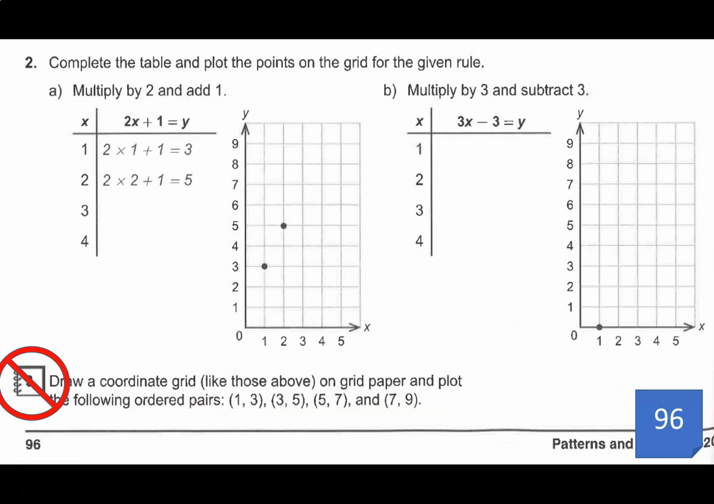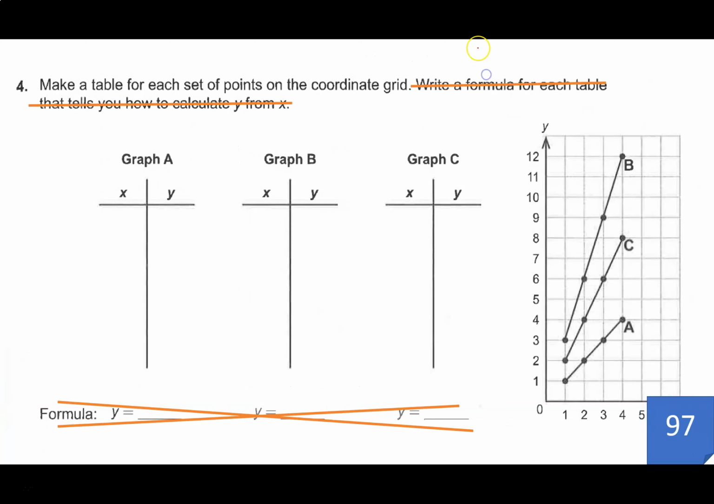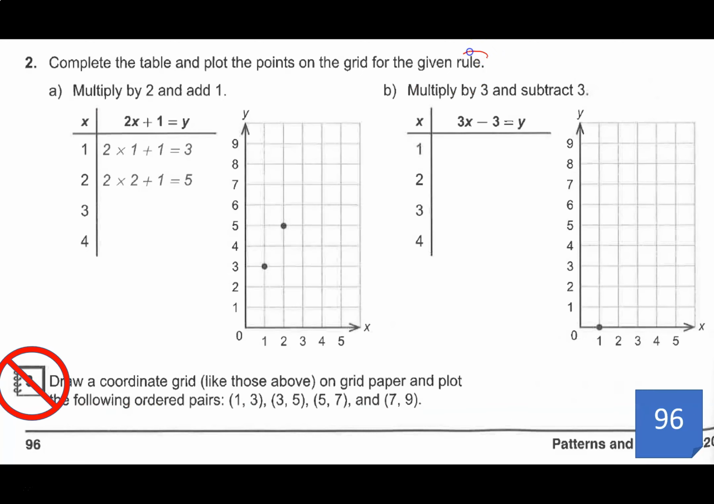Question 2 says, complete the table and plot the points on the grid for the given rule. So this question requires that we do an additional step. Let's take a look at part A. The rule says multiply by 2 and add 1. That is also represented as an equation right here. So 2x means multiply by 2, and then the second part, and add 1.